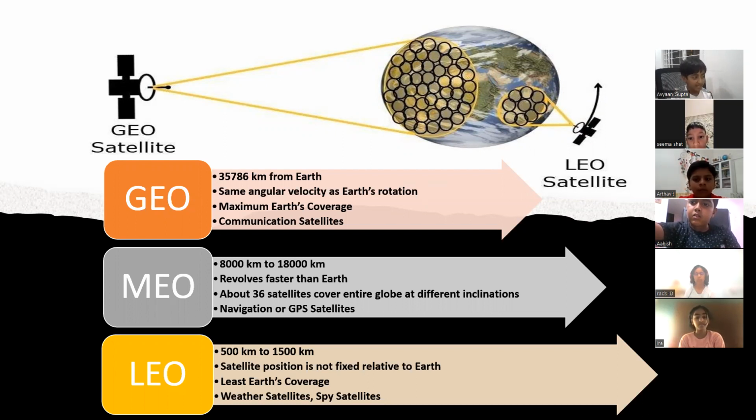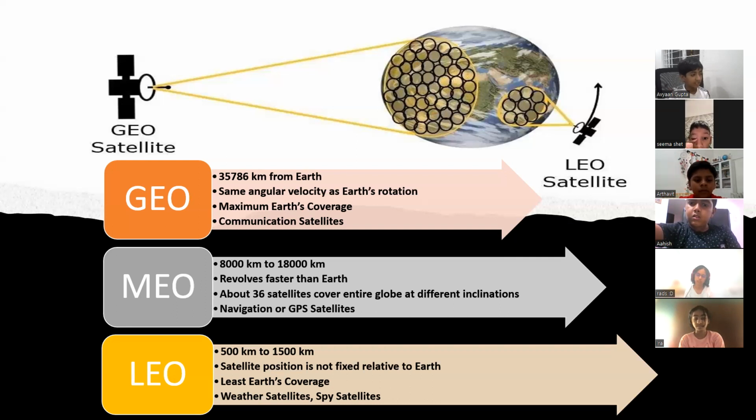Medium Earth orbit. It is between 8,000 and 18,000 km from Earth's surface. A satellite here revolves faster than the Earth. For complete Earth coverage, about 36 satellites are required at different inclinations. Navigation or GPS satellites are placed in MEO.